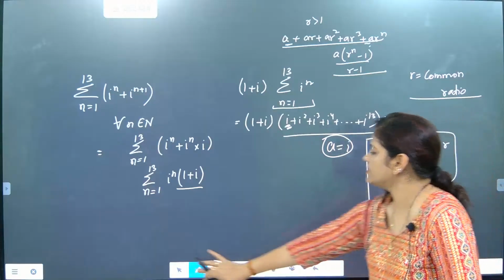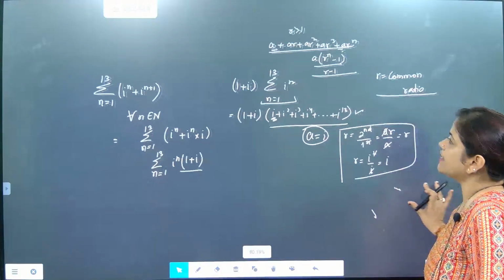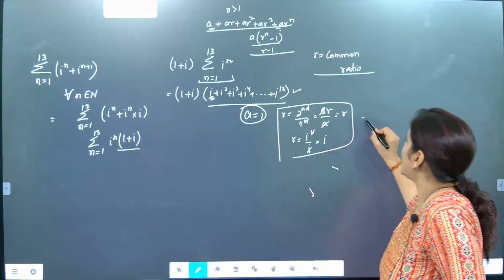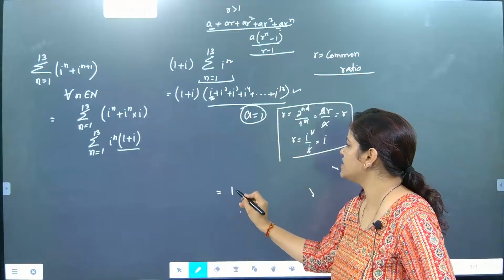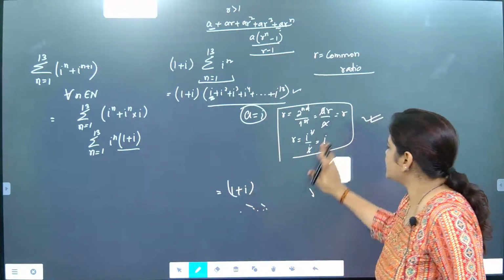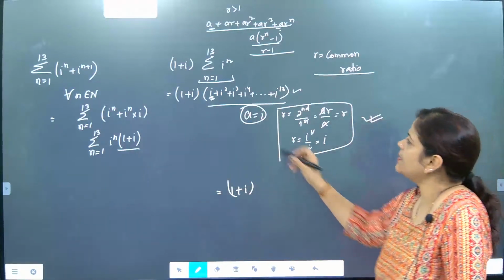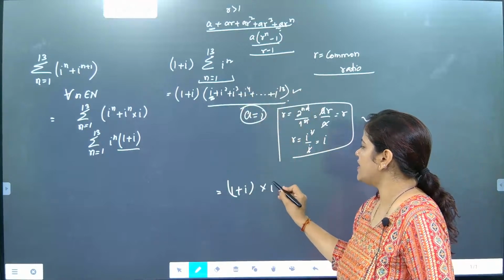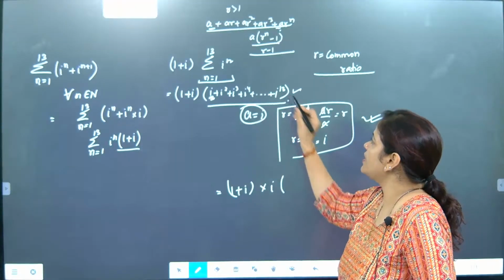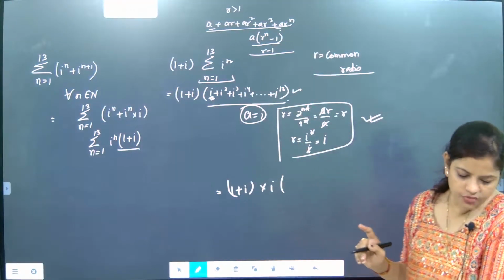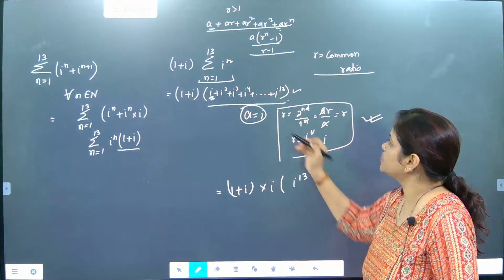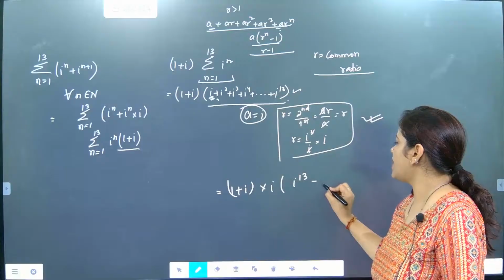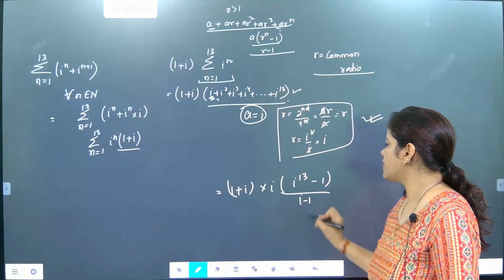Now let's solve this question. Second term divided by first term. With the help of this section only, I am going to implement this part, so it will be coming as 1 plus i. This section I am not touching at all. Here A is i, so we will write A. Now R to the power, how many total terms are there? 13 terms are there, so we will write i to the power 13. We will be writing till i to the power 13 minus 1 by i minus 1.